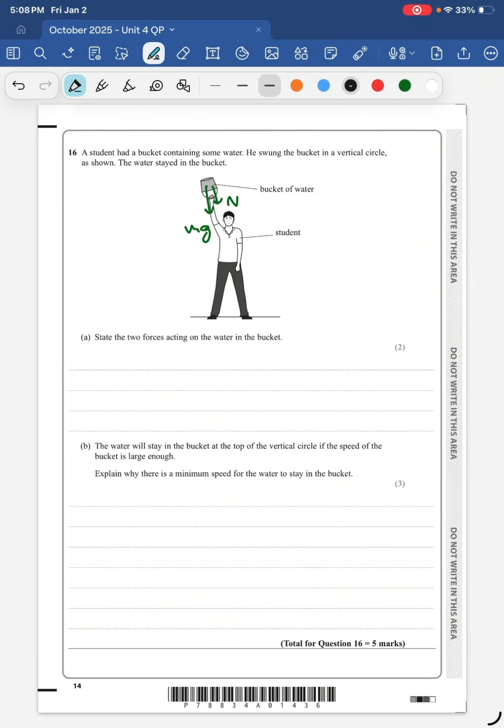Okay, so the two forces are gravity and floor reaction from bucket. Okay, B. The water will stay in the bucket at the top of the vertical circle if the speed of the bucket is large enough. Explain why there is a minimum speed for the water to stay in the bucket.